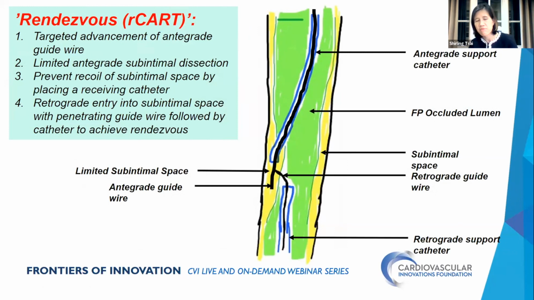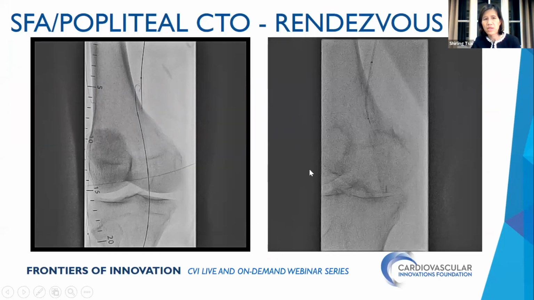So here's a schematic of doing that. Here you would see the antigrade catheter with a wire in the small subintimal space, and then a retrograde catheter. And you want these to be pretty close to each other so that when you advance the catheter from the retrograde catheter into the antigrade catheter, there's nowhere else for that wire to go except into the other catheter. So here's an example.